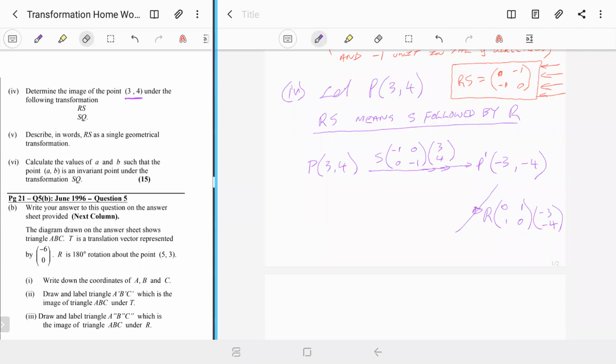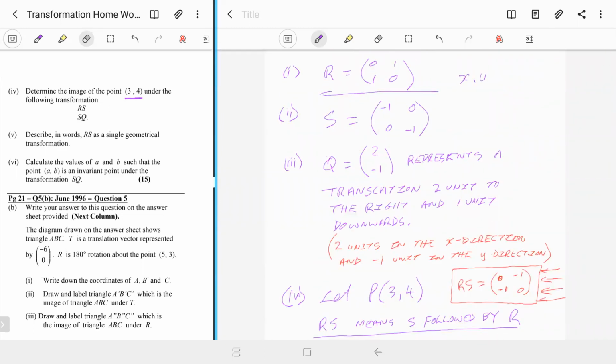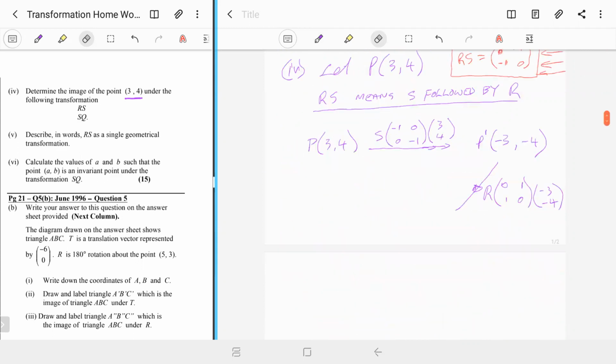So when I do that, what am I going to get? 0 times 3 is 0, and 1 times negative 4 is negative 4. If I know that when I reflect over the line y equals x, the x and y values switch, you interchange the domain and the range. So the answer for this really is (-4, -3). All right, that's doing it in 2 steps.